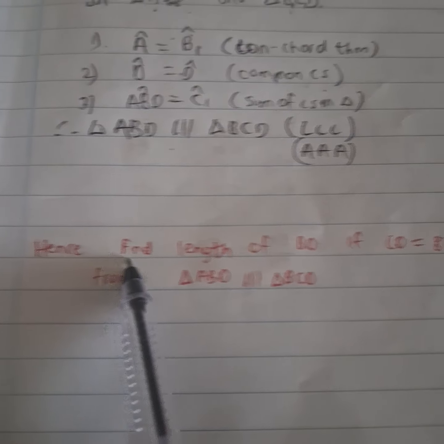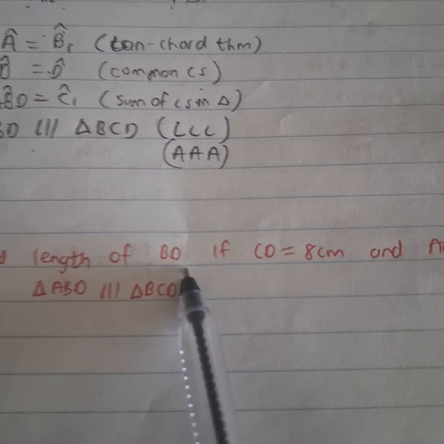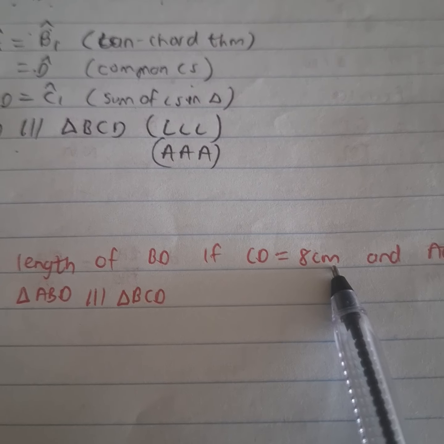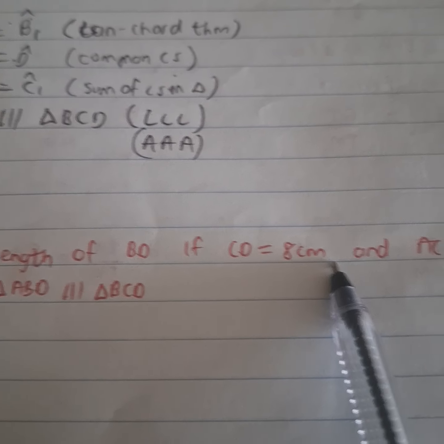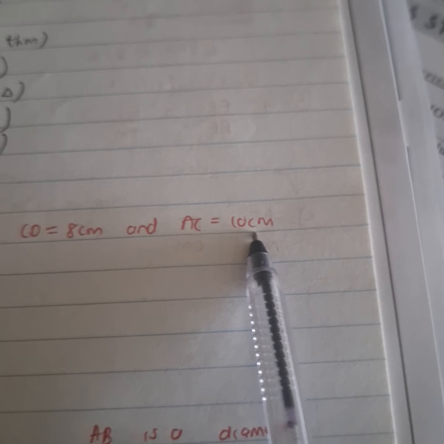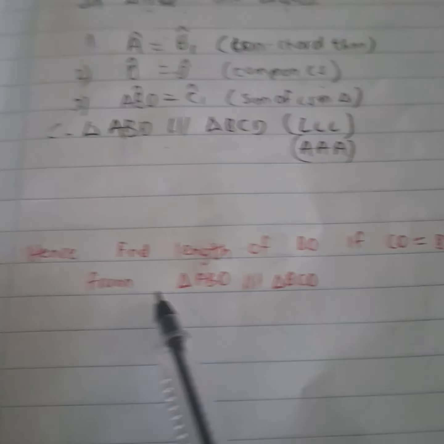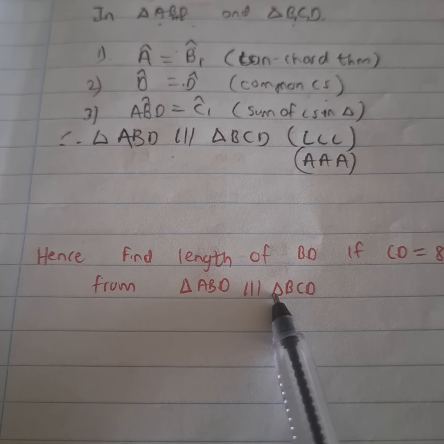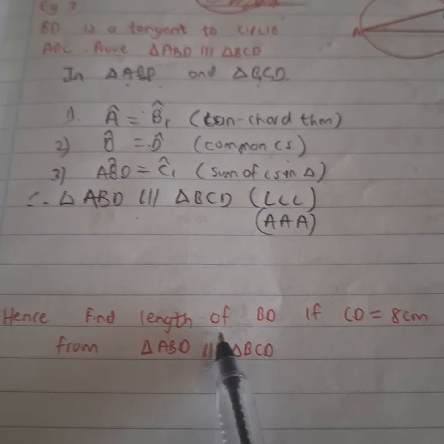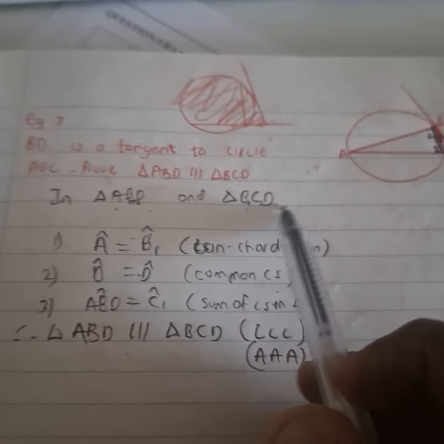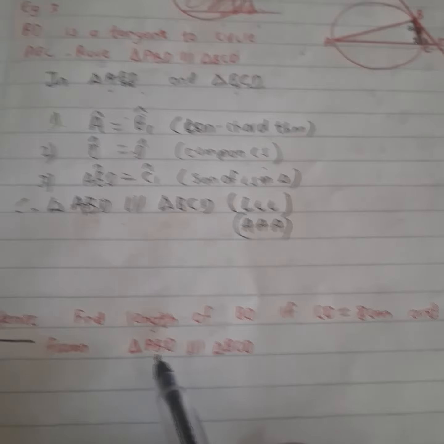Then you see here it says hence find the length of BD if CD is equal to 8 centimeters and AC is 10 centimeters, from triangle ABD similar to triangle BCD. Hence find. When they say hence, it means we need to use something that we've done above. So let's go ahead and do that. There's triangle ABD.